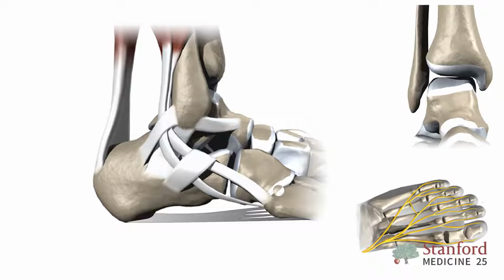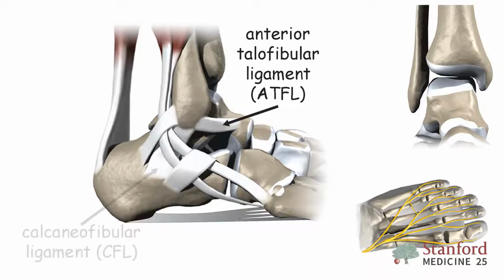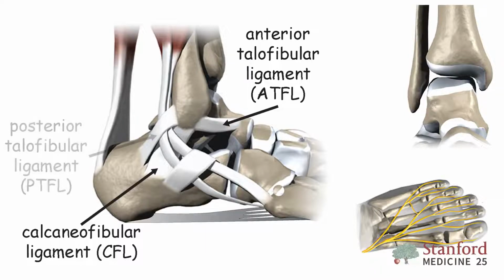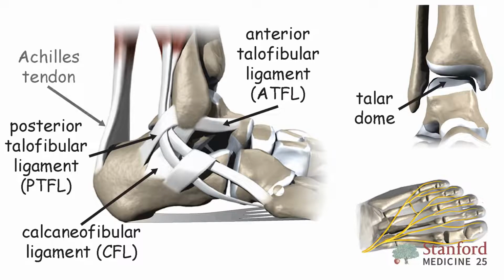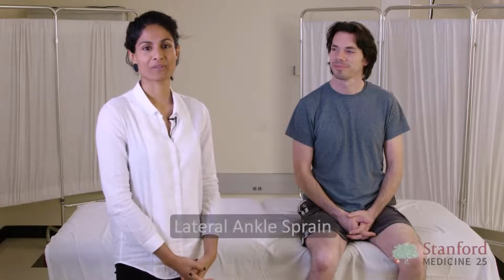Before we start the examination, it's useful to know key anatomy of the foot and ankle. The anterior talofibular ligament, otherwise known as the ATFL, the calcaneofibular ligament, otherwise known as the CFL, and the posterior talofibular ligament, otherwise known as the PTFL. You should also be familiar with the talar dome, the Achilles tendon, the metatarsals, the interdigital nerves, and the plantar fascia. We'll go through the specialised tests of a lateral ankle sprain.